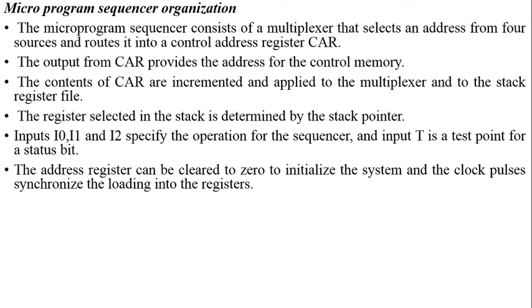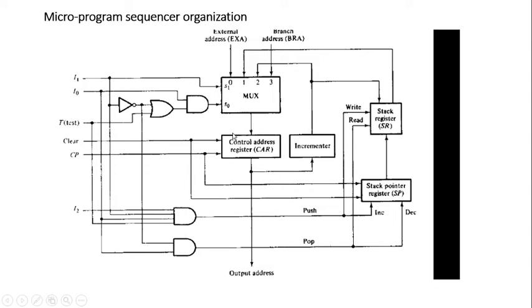Okay. So what are the other components needed for this organization? The output from the control address register provides the address for the control memory. So one among these 4 is selected by this multiplexer and is loaded into the control address register.